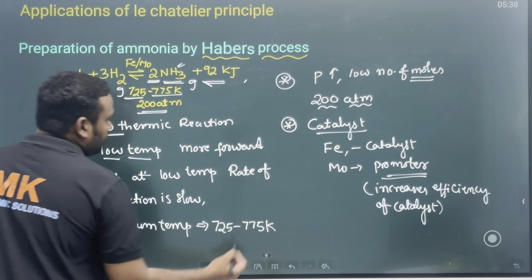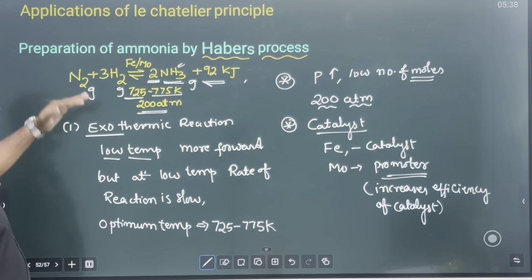Next, what are the favorable conditions here? Low temperature is not favorable, high temperature is also not favorable, so an optimum temperature region is used, and pressure must be very high because the product has fewer moles. We want the product only, so at high pressure the equilibrium shifts towards the product side. And a catalyst cannot affect the state of equilibrium, but it speeds up the attainment of equilibrium.